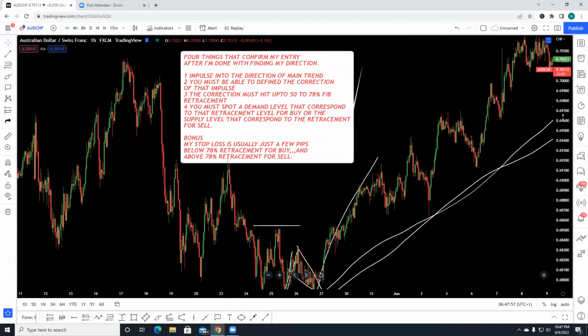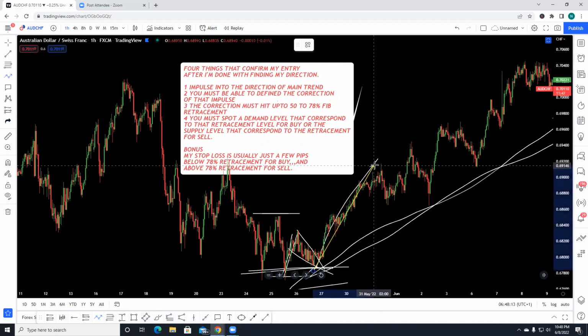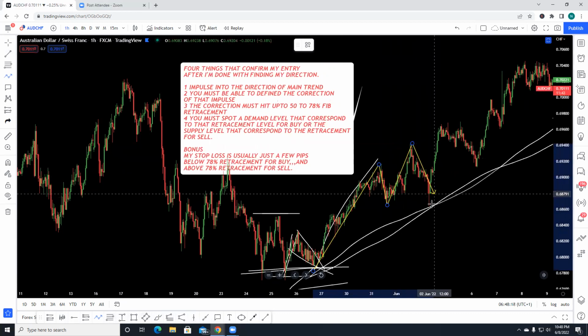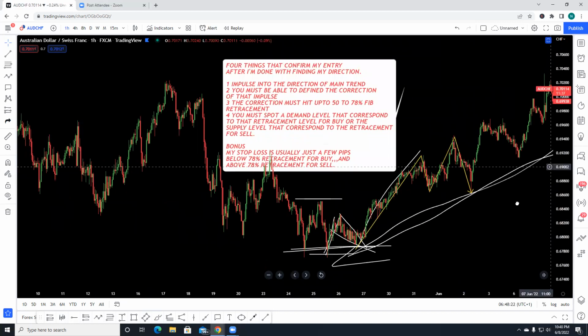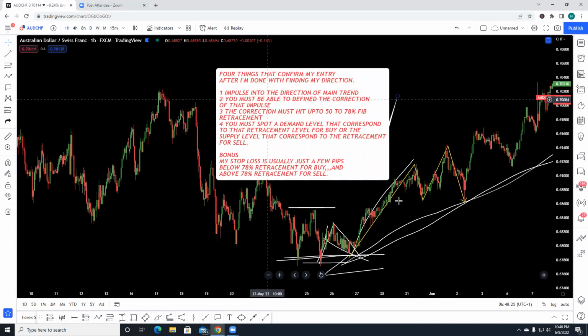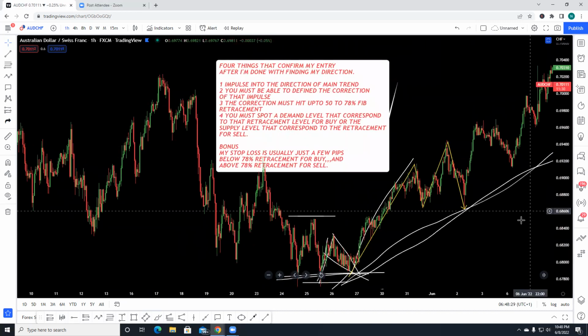But the first thing you must see is that impulse into the direction of the main trend. So you can take this to be an impulse into the direction of the main trend. Look at it from here, let me show you. From here to here is an impulse. Then is a correction, 1, 2, and 3. Okay, it's a correction. So I have to modify this. Let's leave it that way.